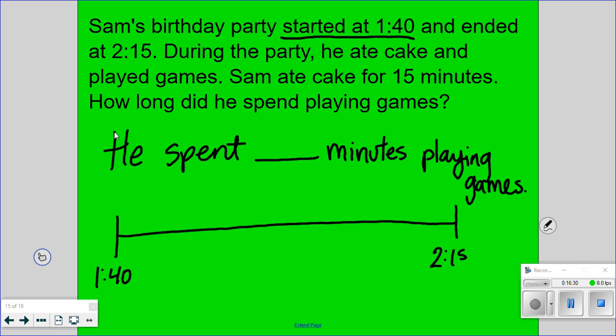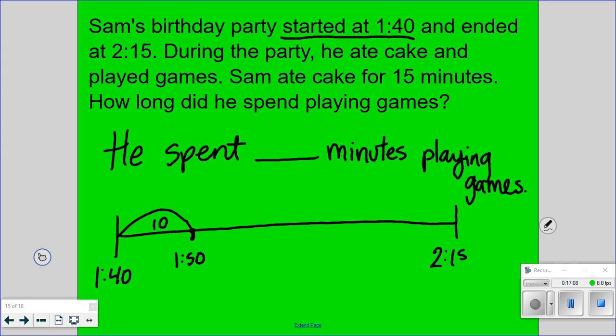Yes! We know that he is playing games. We also know he's eating cake. We need to figure out how long he ate cake for, so then we can figure out how long he is playing games. We're going to do a jump of 10. I think he's playing games for like 15 minutes. That might be a good estimate. Harper, what is our new time? 1:50.